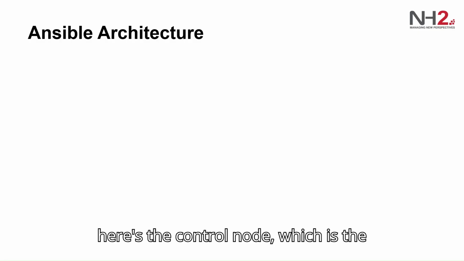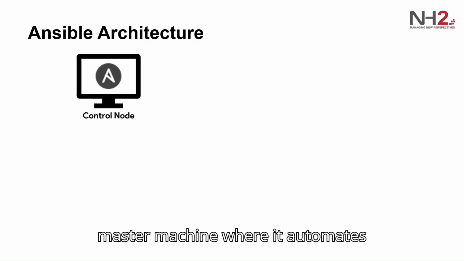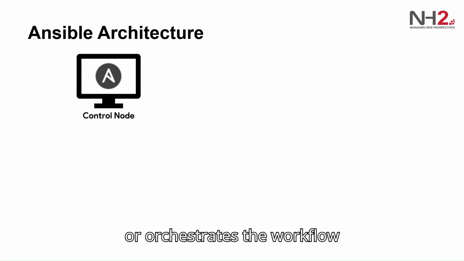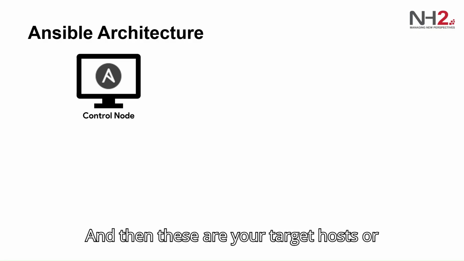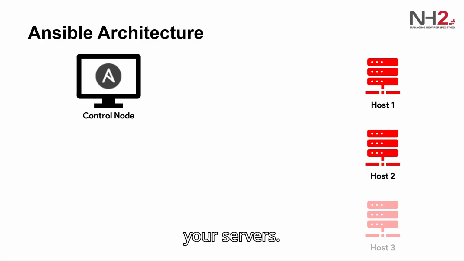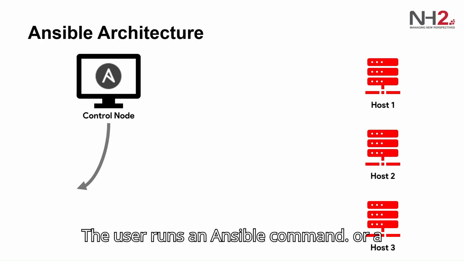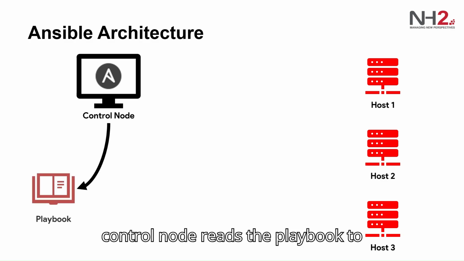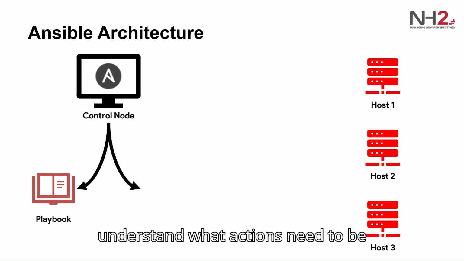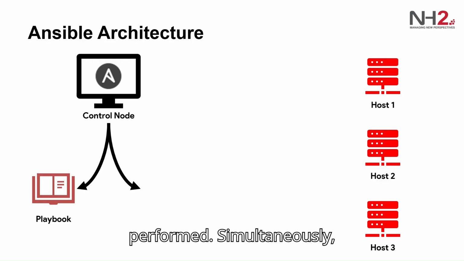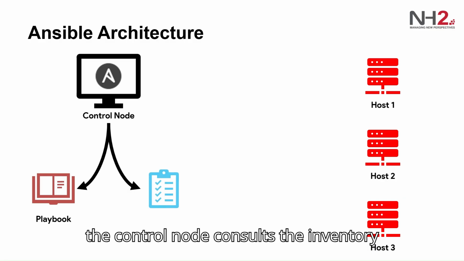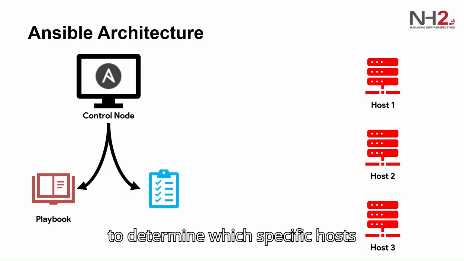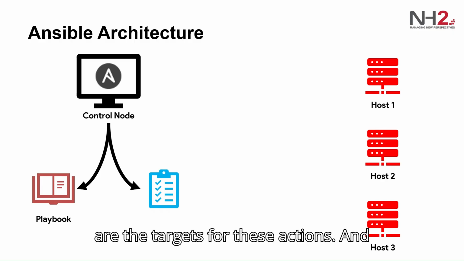First, here's the control node, which is the master machine that orchestrates the workflow of the Ansible components. And then these are your target hosts or your servers. The user runs an Ansible command or a script from the control node. This control node reads the playbook to understand what actions need to be performed. Simultaneously, the control node consults the inventory to determine which specific hosts are the targets for these actions.